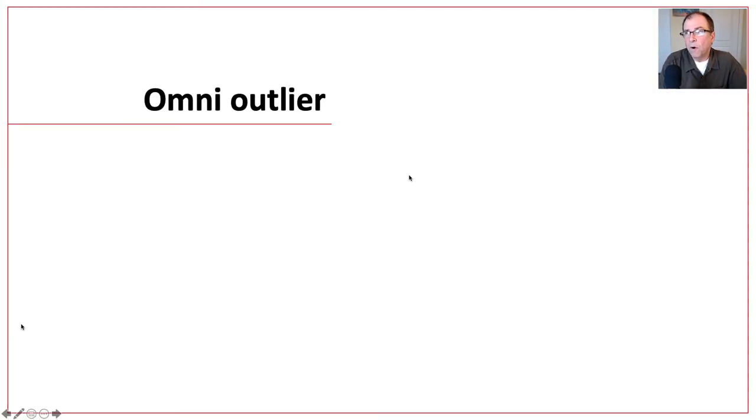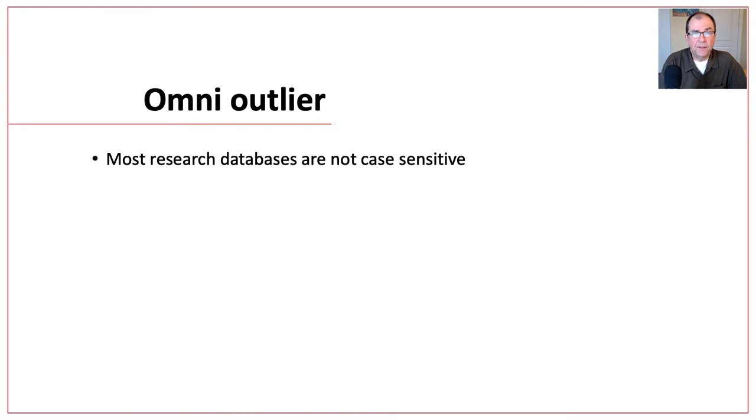Now, the last thing I wanted to mention is one thing about the Omni database that is a bit of an annoyance, to be honest, and that is that most research databases are not case sensitive. So when we were doing our searches before and linking together our terms using Boolean operators, it wouldn't matter if you typed AND in all caps or lowercase, doesn't matter. Every one of our databases that we license, that's the convention, except for Omni.